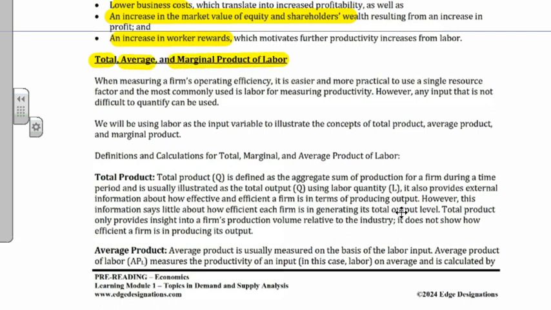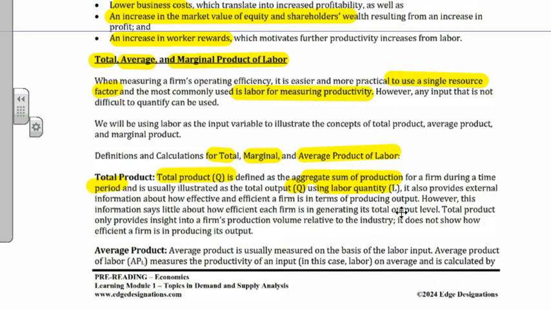When I'm trying to measure the firm's operating efficiency, it's often more practical to use a single resource, or factor, and most commonly used is labor for measuring productivity. But it doesn't have to be. Let's look at some definitions: total, marginal, and average product of labor. Total product, Q, is the total sum of production during whatever time period. We use labor quantity, which is L.